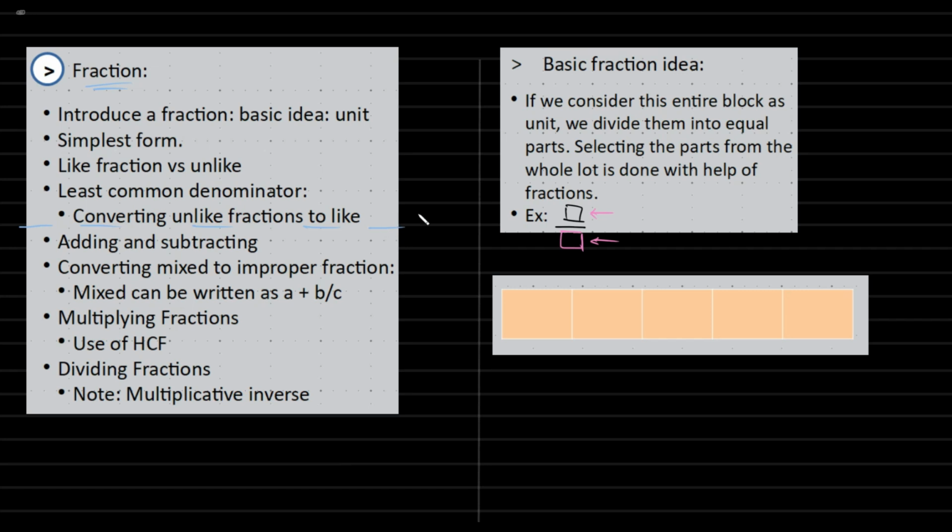Okay, so let's start off with the basic idea behind fractions. If we consider the entire block as a unit, so if we have a block and we consider that as a unit, meaning 1, so 1 block, and if we divide it into equal parts, selecting the parts from the whole lot is done with the help of fractions. Okay, this I'll explain with a scenario.